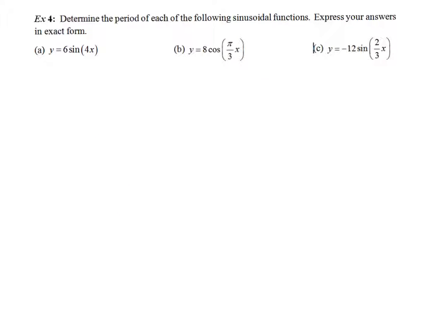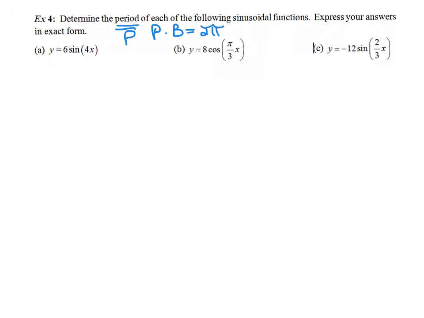So in example number 4, we're going to use this information that p times b is equal to 2 pi. And we want to find the period of each of the following. So again, the period means we're looking for the p. In all cases, we know that p times b is equal to 2 pi.